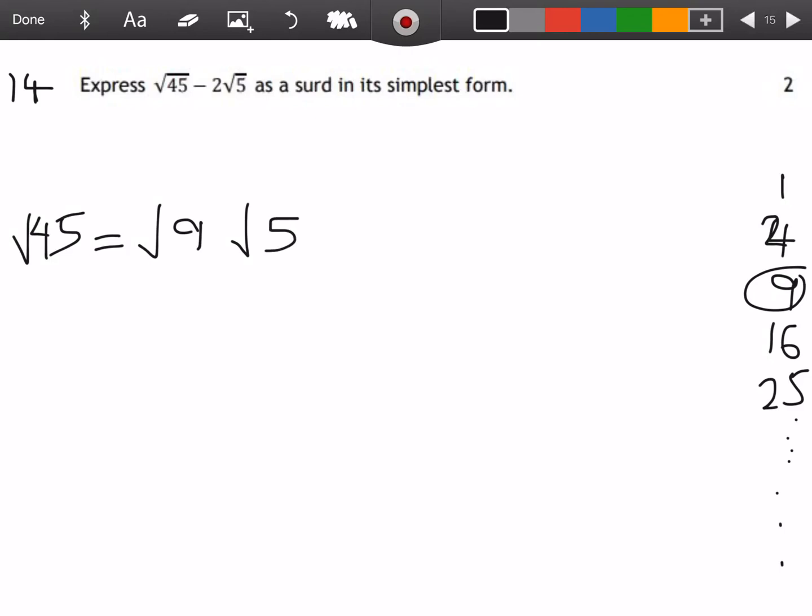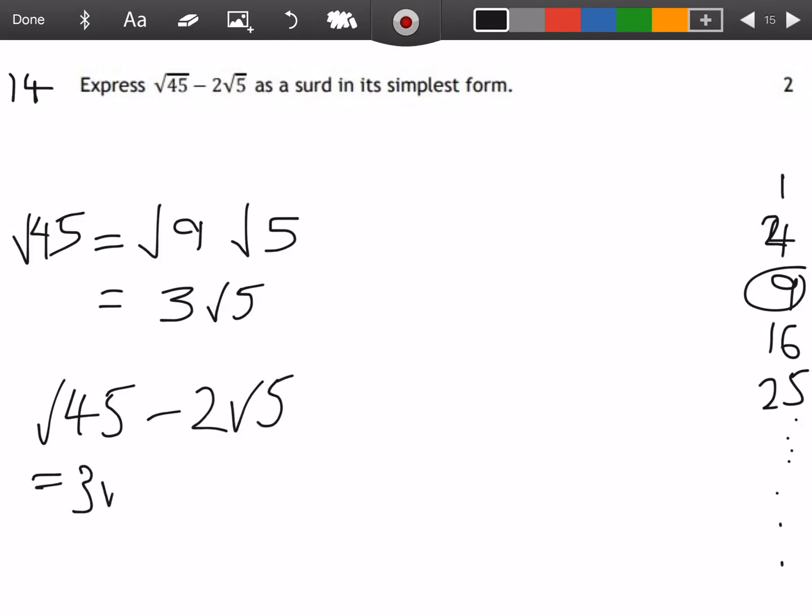5 9s are 45. So root 45 is actually root 9 times root 5. Remember, we've put that first purely because we know the square root of 9 is 3. So root 45 is actually 3 root 5. So to answer the question, root 45 take away 2 root 5. Well, the root 45 is 3 root 5, take 2 root 5, and if you've got 3 root 5s and you take away 2 root 5s from it, you are left with just the 1 root 5. You don't need the number 1 at the front, you can just leave it as root 5.